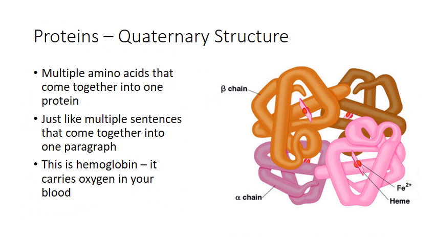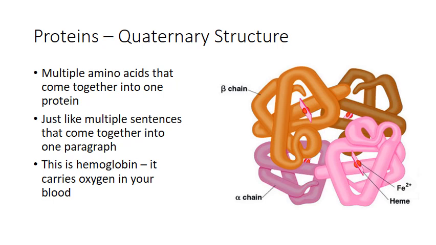So there's also quaternary structure. So primary structure was the sequence of amino acids. Secondary structure is this local structure formed by hydrogen bonding. Tertiary structure is the entire three-dimensional shape of a single protein. And quaternary structure is how multiple proteins are going to come together to form a bigger complex or aggregation.